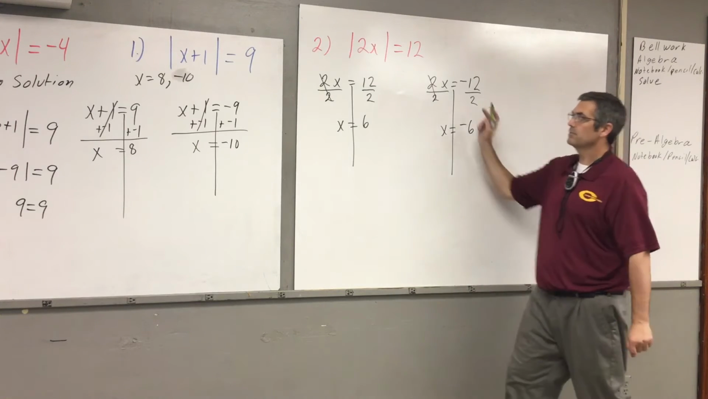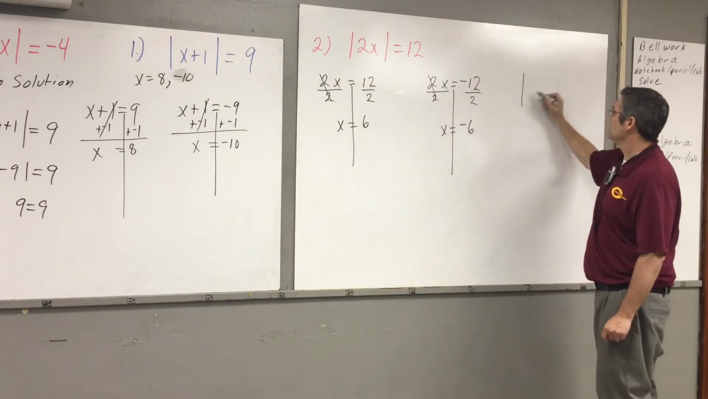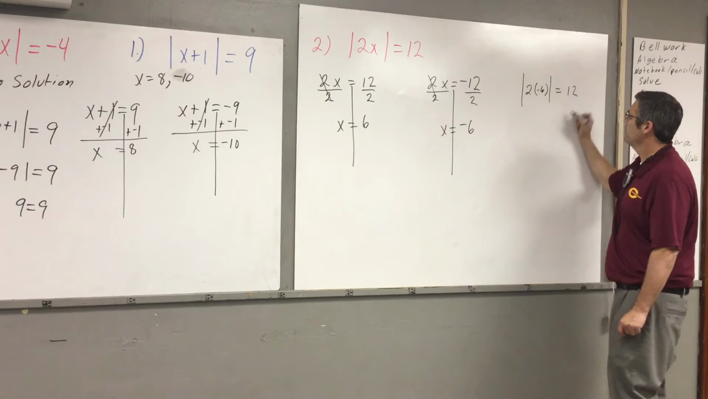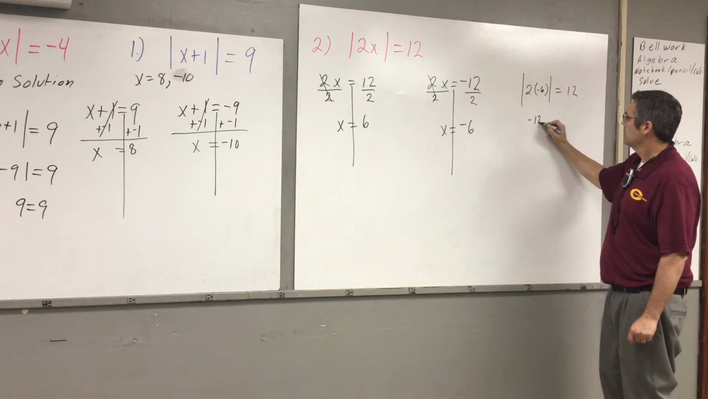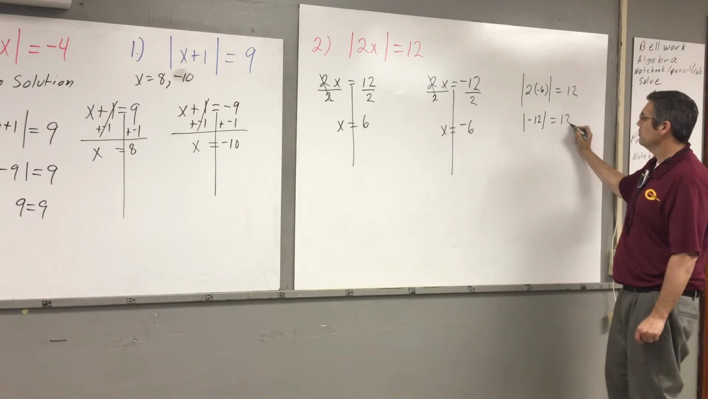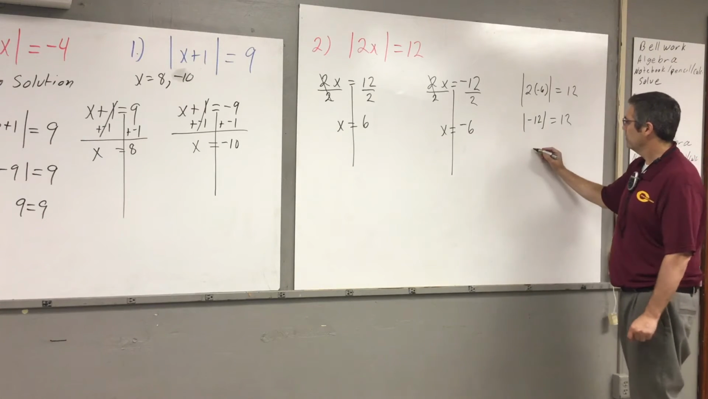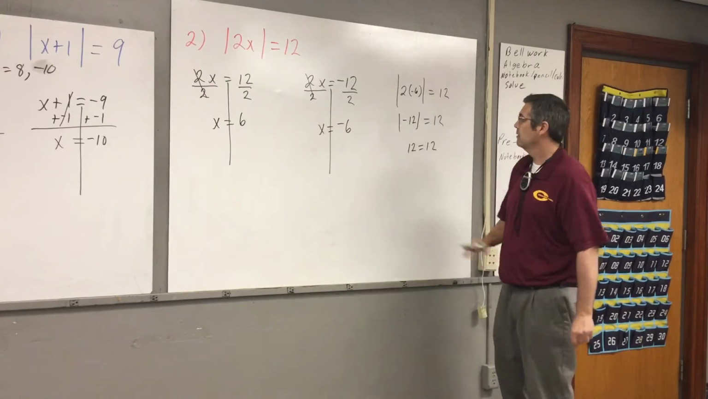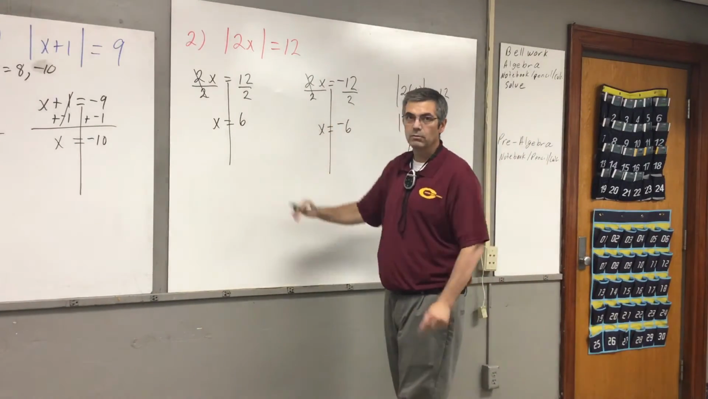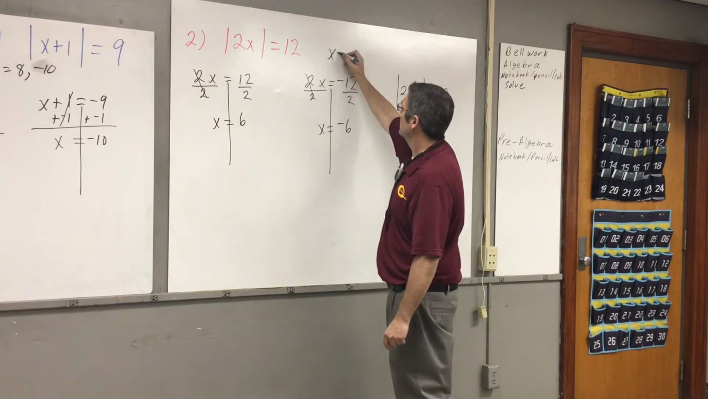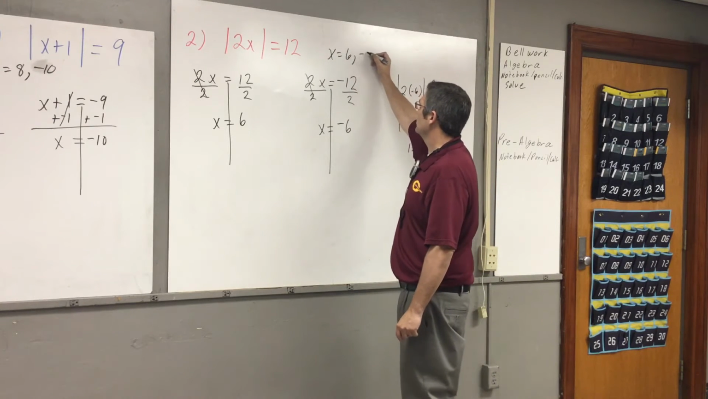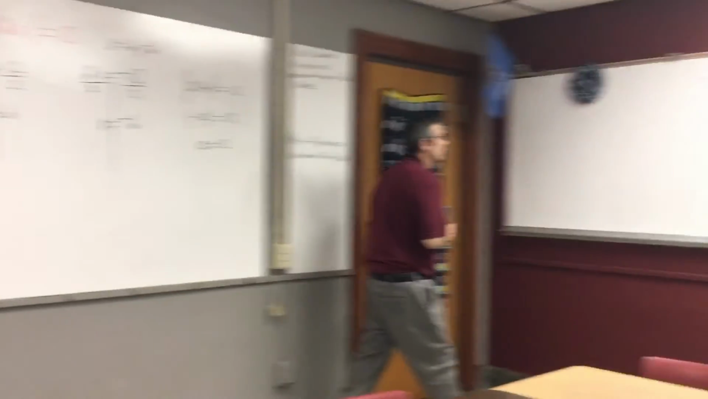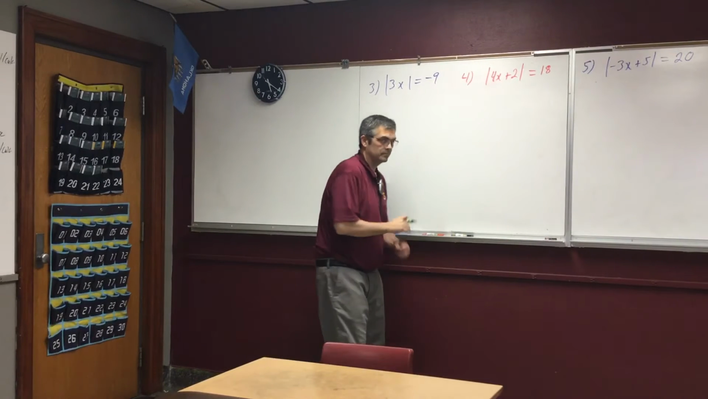Now we take it and substitute it back in. Absolute value of 2 times -6 equals 12. Well, 2 times 6 gets us -12, but we take the absolute value of it, and the absolute value of -12 is 12, so 12 equals 12. That's what you're looking at. Be aware of it. So our answers here, we got two of them: x equals 6, and x equals -6. Both of those work.